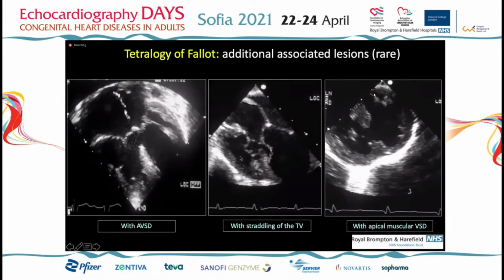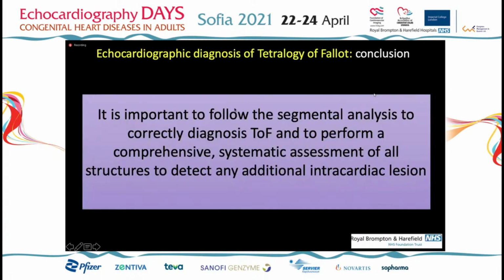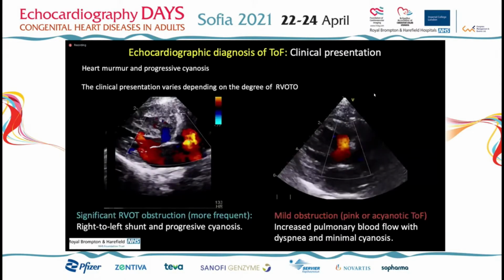So it's very important that we do all our assessment in a systematic way, and we don't leave any structure unassessed. And these are several examples of tetralogy associated with, in this case, a complete atrioventricular septal defect with a Rastelli type C. In this case, you can see the straddling of the tricuspid valve with insertions on the left side of the septum. And this patient had an additional apical muscular VSD that in this case was not small. So echo plays an important role, but it's important not to check just the features of Fallot, but all the presentation and all the structures.